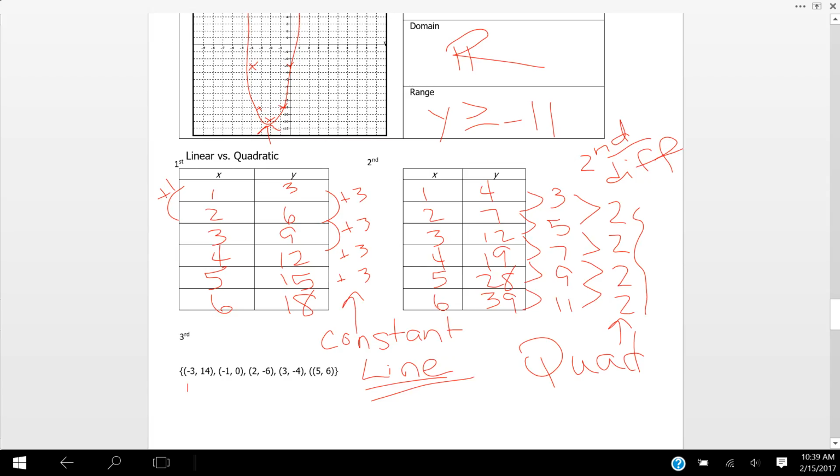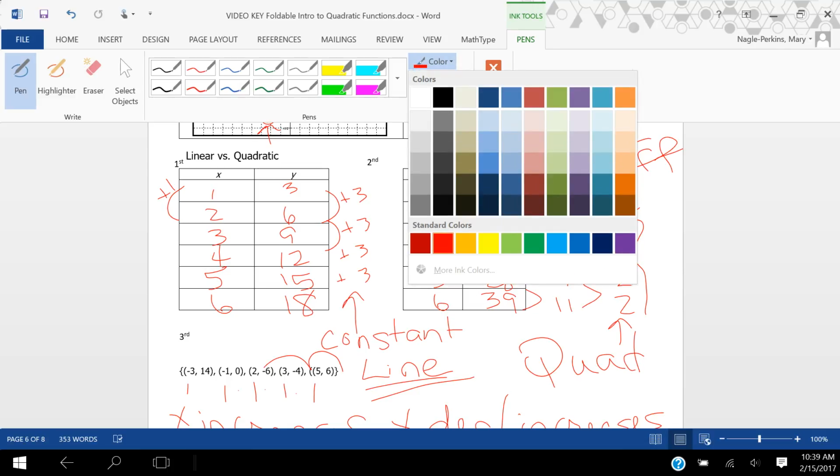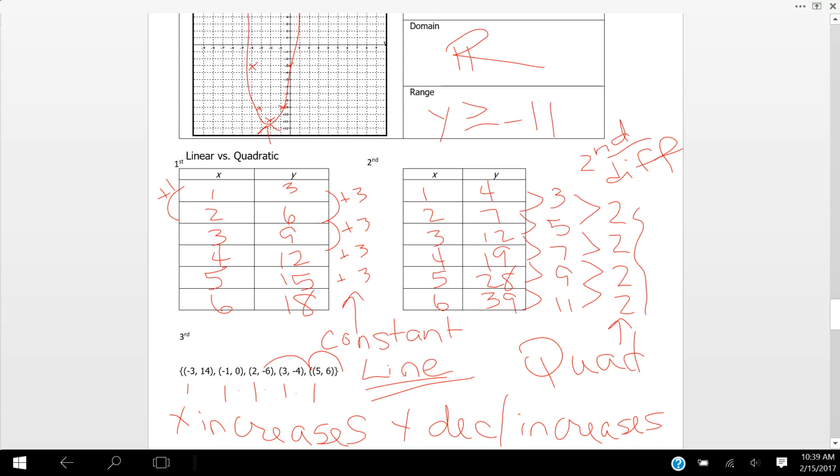So, oops, last one. If you notice your x values are going up, increasing, your y values are decreasing, and then all of a sudden they start increasing. So y decreases and then increases. If it changes directions, it's a quadratic. So when y changes directions, it's a quadratic. I hope yours looks neater than mine.